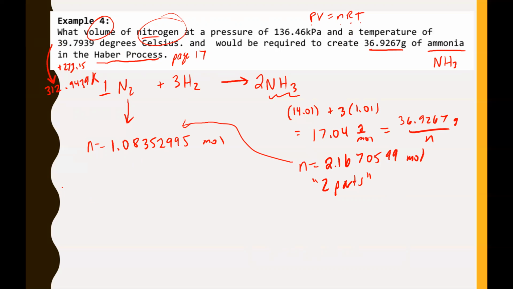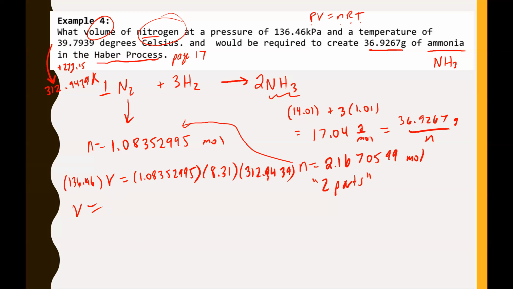Long story short, throw this into your ideal gas law, right? So in other words, we know our pressure, 136.46. We're looking for volume. This is going to equal our number of moles, 1.08352995. It's like the world's worst phone number. Then we got R, which is 8.31. And we got our temperature, which is 312.9439. Why'd they have to use so many digits on this one? It's just wasting our time.